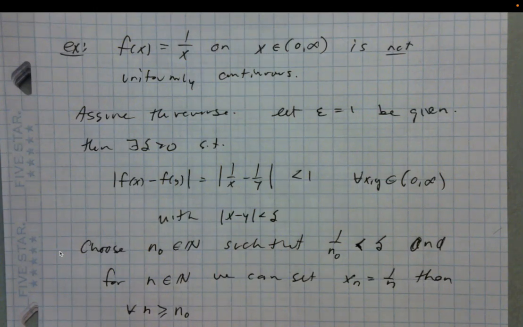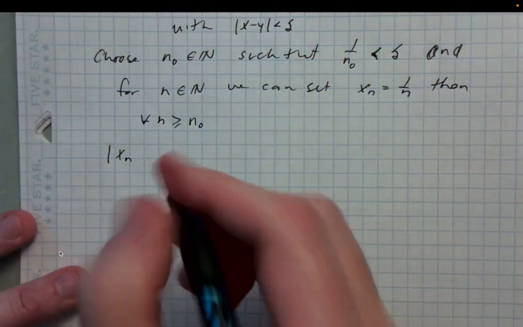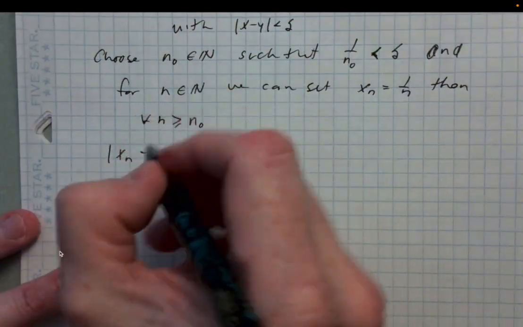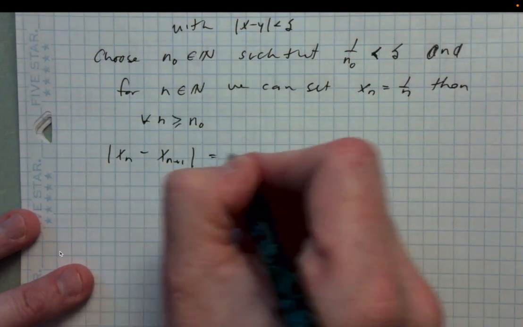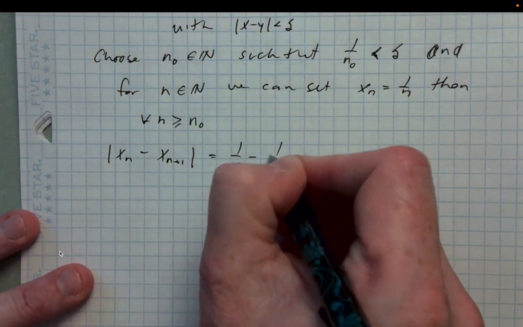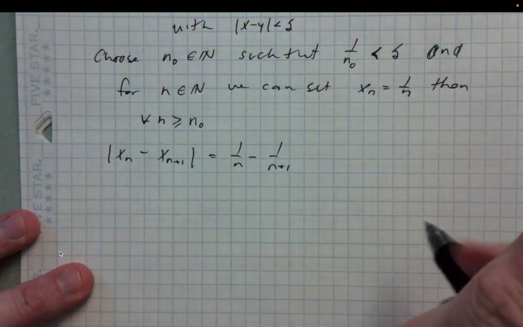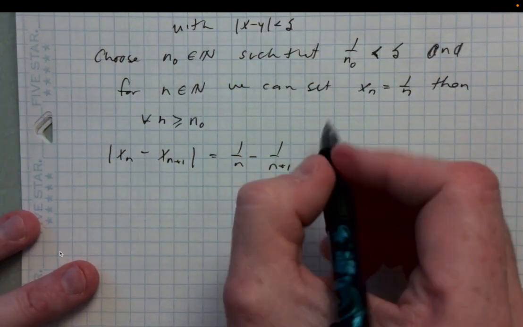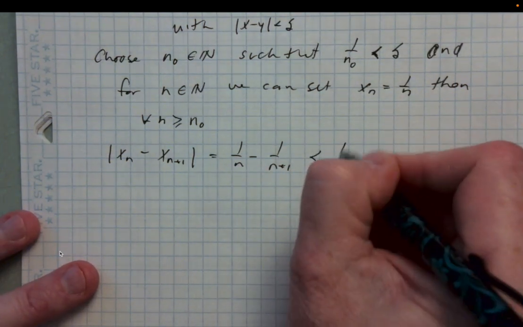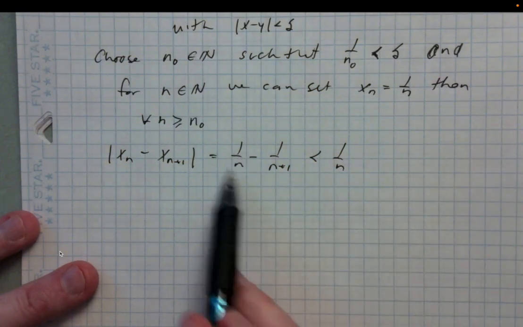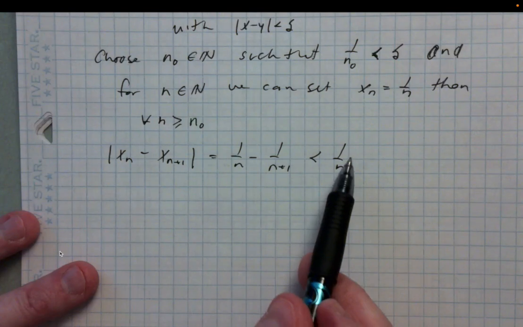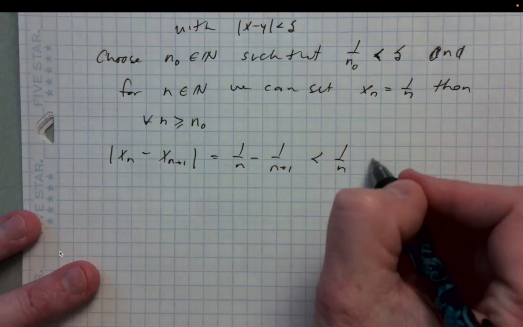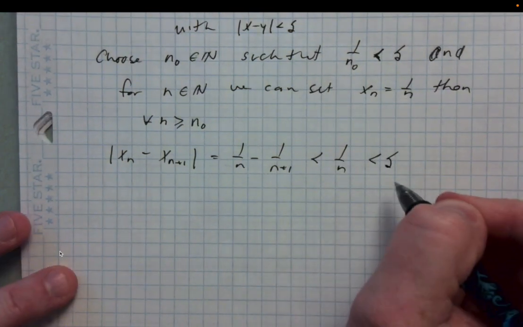We would have |x sub n minus x sub n plus 1|, so two consecutive terms, equal to 1 over n minus 1 over n plus 1. Now this is going to be less than 1 over n, right? Because I'm taking 1 over n and subtracting off a positive quantity, so it'll be less than it. And so this would be less than 1 over n, which is less than delta.